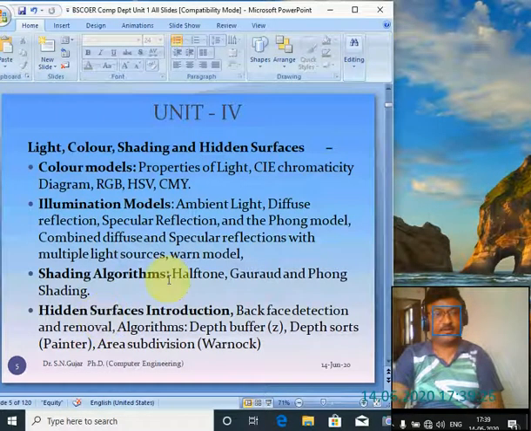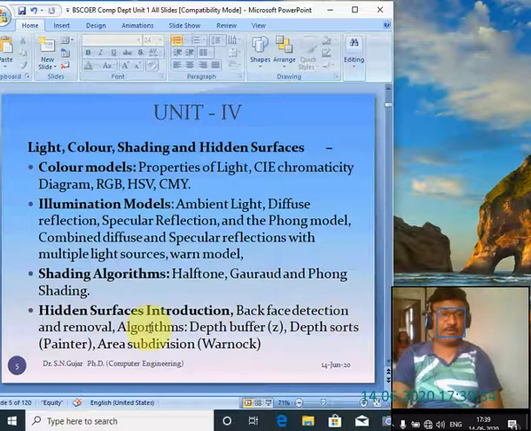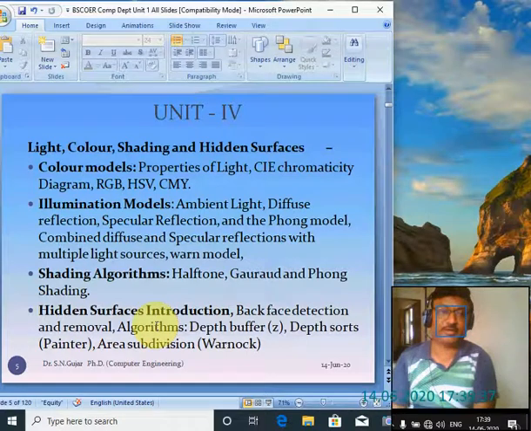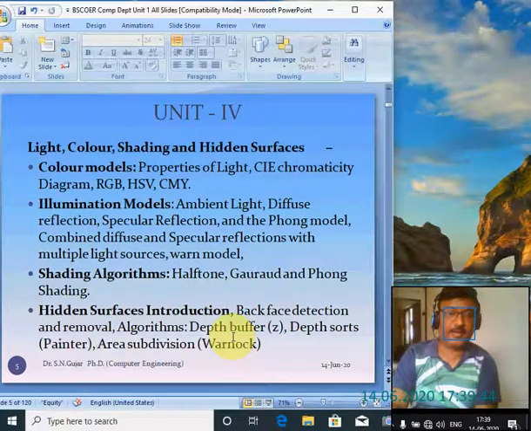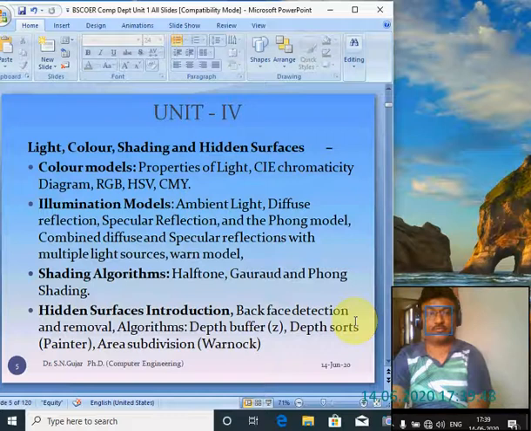These are the names of the scientists who developed those algorithms. Then hidden surface introduction, so the back face detection and removal, meaning once you have the shadow, you have to remove the back surface. Then the depth buffer algorithm, the painter's algorithm and area subdivision. So these are all points you are going to learn in unit number 4.